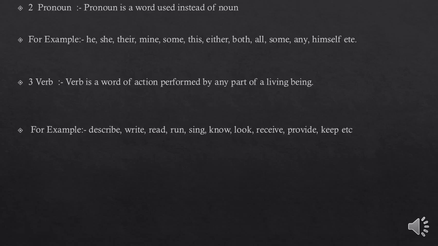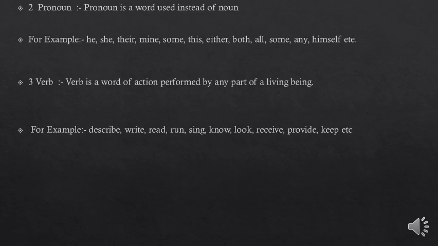Now second is the verb. You have already known this type of word, the verb. A verb is a word for an action performed by any living being. A living being's work, like eating, singing, dancing, walking, jogging, etc., is called a verb. For example, describe, write, read, run, sing, know, look, receive, provide, keep, etc. These words are used as verbs.